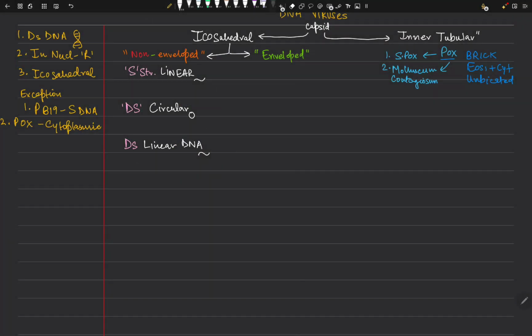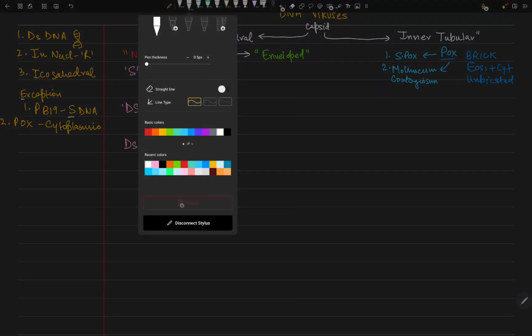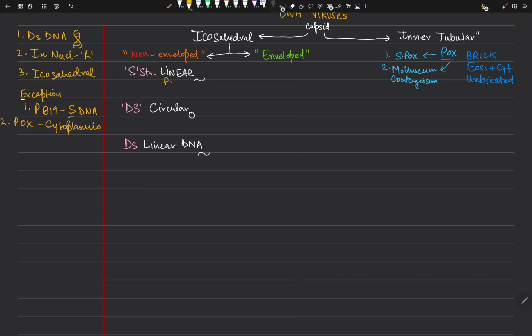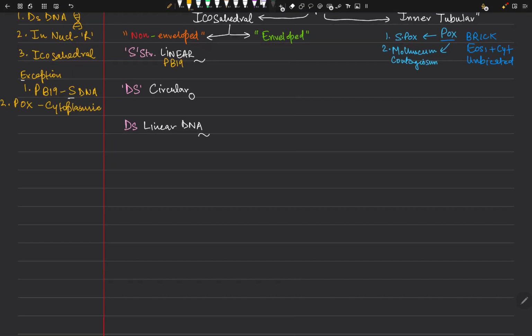So I told you Parvo B19, single-stranded DNA, that's the exception, right? So here we have Parvo B19. I'm going to write the name of it. Now this is very high yield. Again, only single-stranded linear DNA virus. Now the buzzwords for this are slapped cheek rash, aplastic crisis in sickle cell, arthralgias.